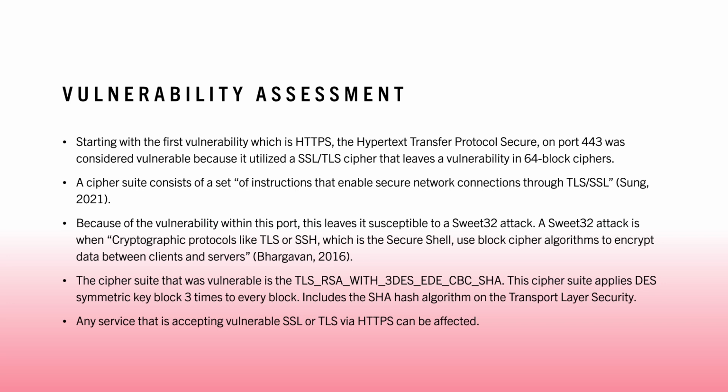The cipher suite that was vulnerable was TLS_RSA_WITH_3DES_EDE_CBC_SHA. This cipher suite applies the DES symmetric key block three times to every block. This includes the SHA hash algorithm on the Transport Layer Security. Any service that is accepting vulnerable SSL or TLS via the HTTPS port can be affected.